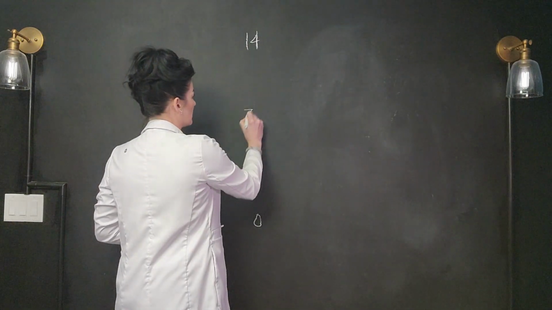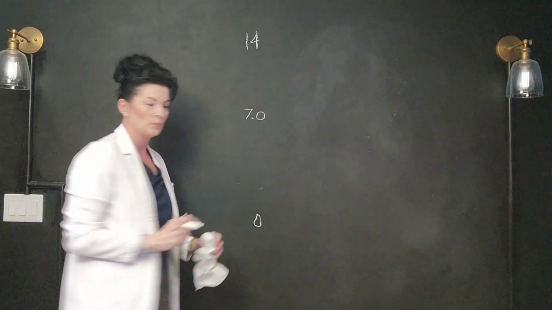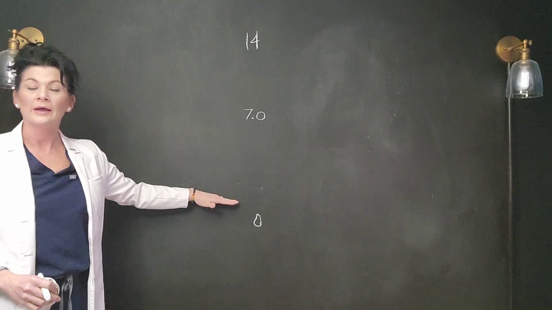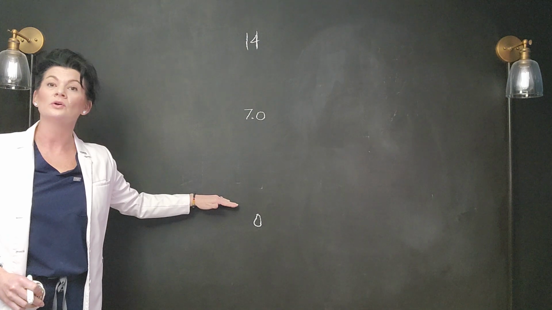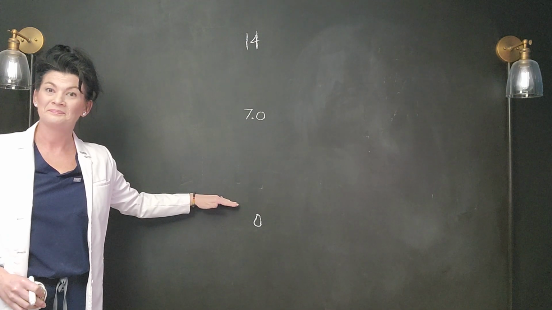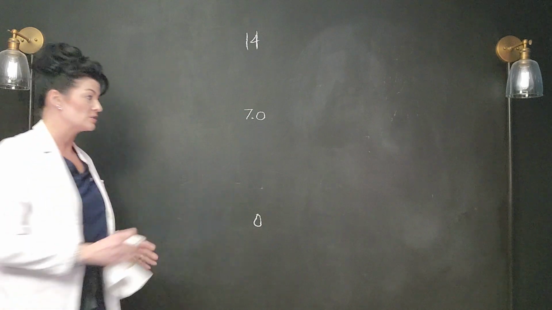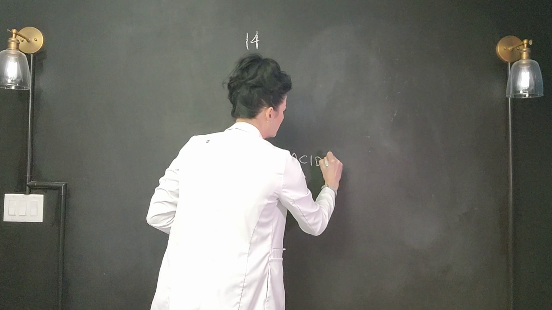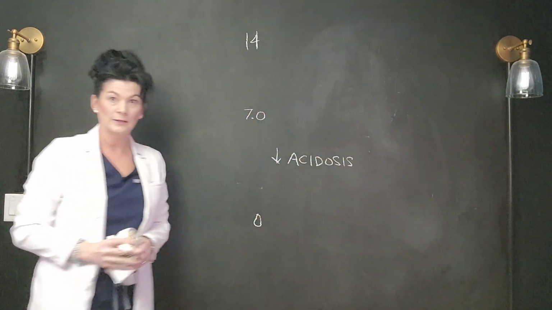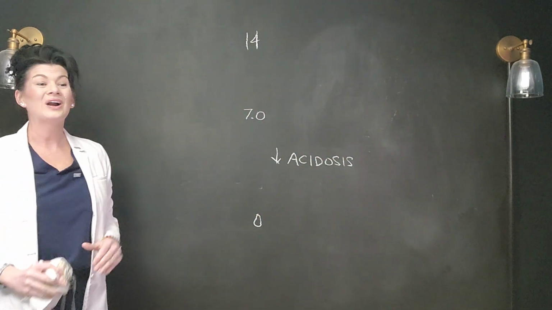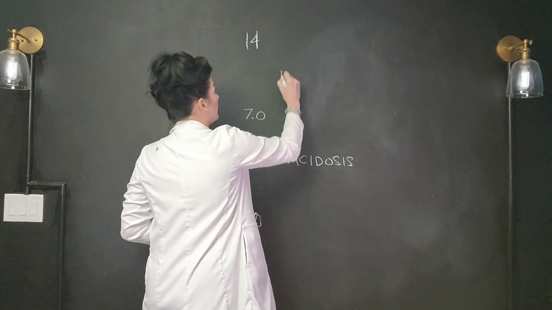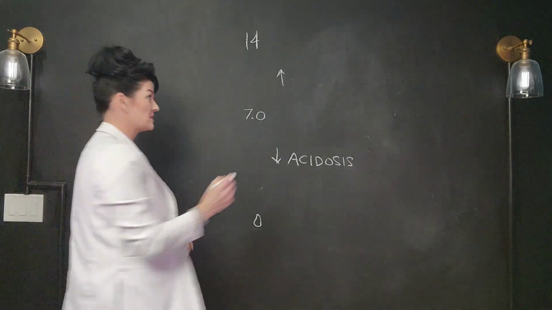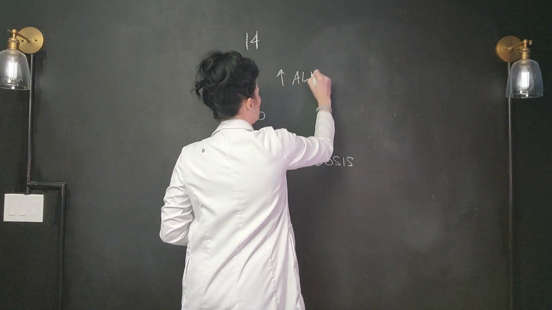So right in the dead center is roughly about 7.0, okay? When we are looking at numbers that are on the lower end, are we looking for acidosis or are we looking for alkalosis? I hope you answered acidosis. So those lower numbers are indicative of acidosis, okay? For numbers that are higher, that means that it is alkalotic or basic. We like to call that alkalosis.